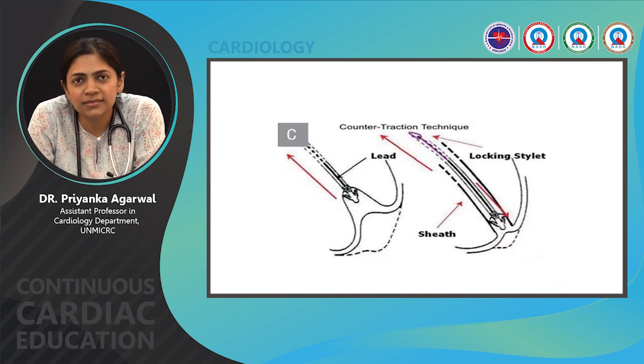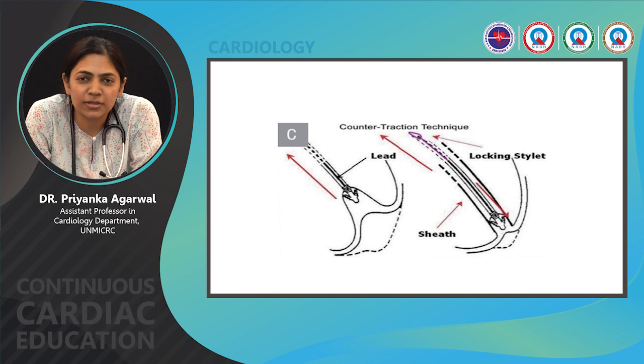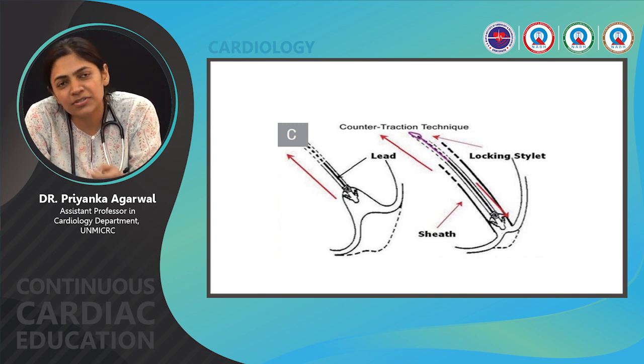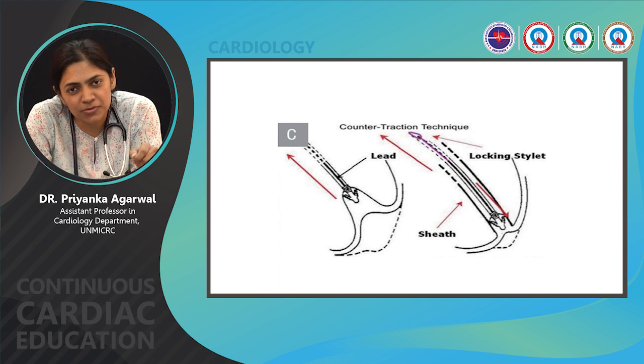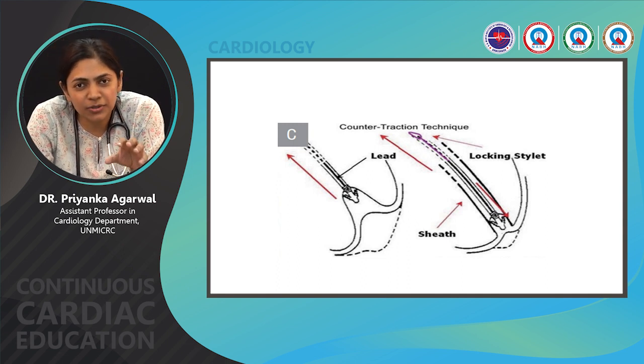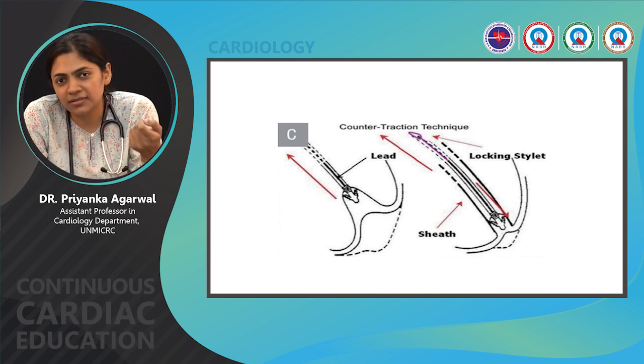So next is how the traction and counter-traction mechanism works. Why do we use both the lead locking stylet and the dilator sheaths in combination? Basically the logic is that if we just apply traction force using a lead locking stylet, then the myocardium will invaginate and there is a higher chance that myocardial avulsion will occur. So we need to stabilize the myocardial wall, and then put a traction along the stylet.